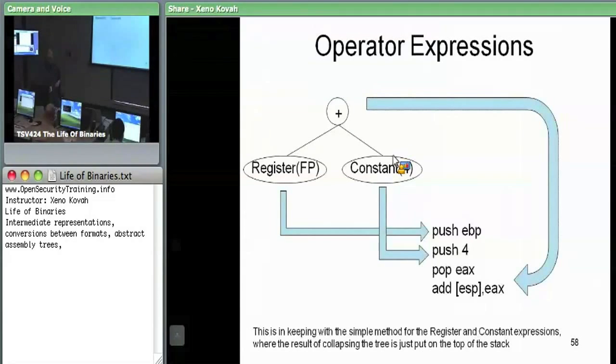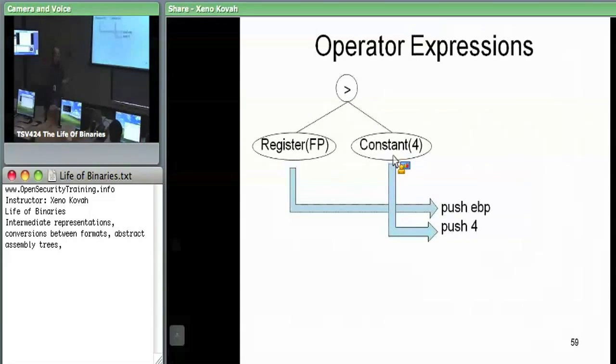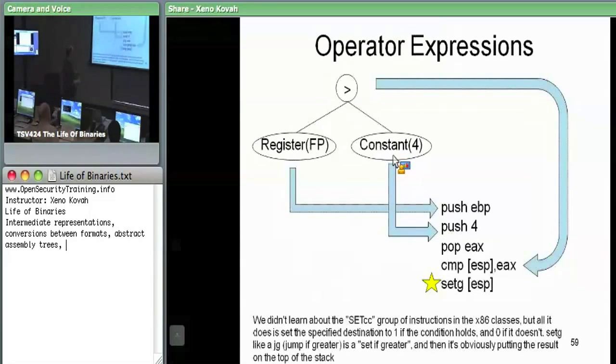All right, so similar thing. Pushing a frame pointer, pushing 4. But now we said for the greater than, the result of this expression is either true or false, and so we need to either put 0 or 1 on the top of the stack. So this uses some assembly that we haven't seen in the previous classes, but this set G, the G here is like the condition code, sort of like when we had jump G, jump greater than. This is set greater than. It's a conditional set, and it takes whatever address it's given and sets that to 0 or 1 based on whether the condition greater holds.